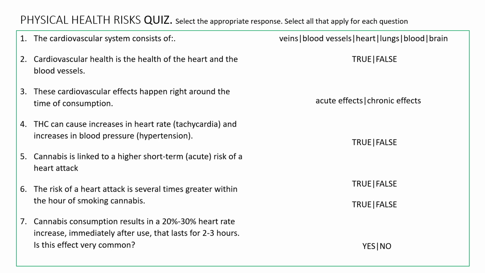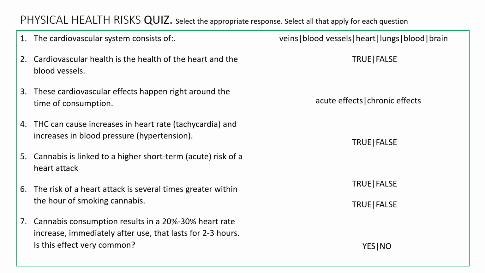Number 3. These cardiovascular effects happen right around the time of consumption. Acute effects or chronic effects? Acute cardiovascular effects happen right around the time of consumption. Number 4. THC can cause increases in heart rate and increases in blood pressure. True or false? True. Number 5. Cannabis is linked to a higher short-term risk of heart attack. True or false? True.